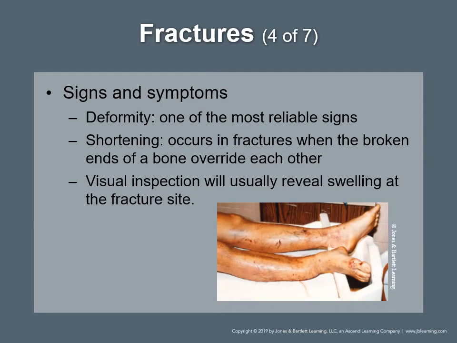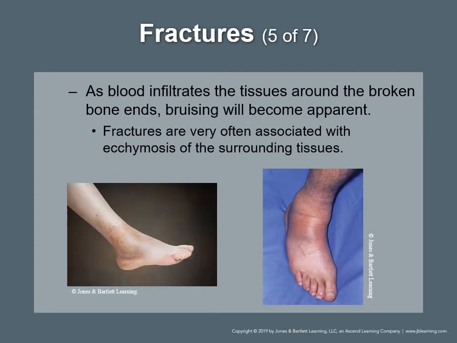Signs and symptoms of a fracture. Deformity is one of the most reliable signs. Shortening occurs in fractures when the broken ends of a bone override each other. Visual inspection will usually reveal swelling at the fracture site. As blood infiltrates the tissues around the broken bone ends, bruising will become apparent. Fractures are very often associated with ecchymosis of the surrounding tissues.